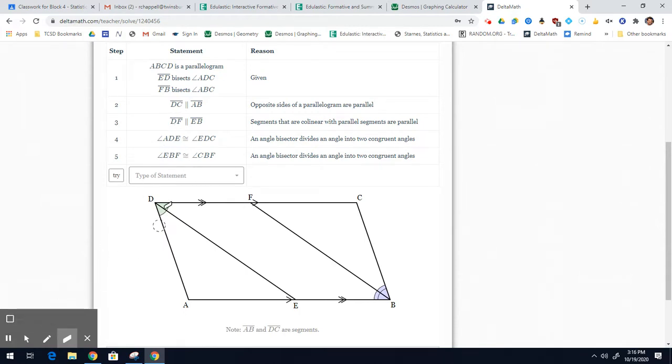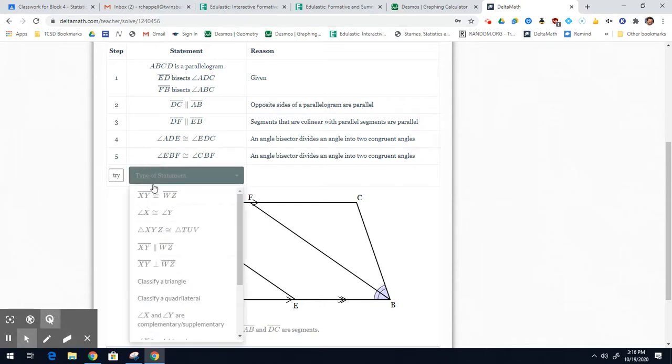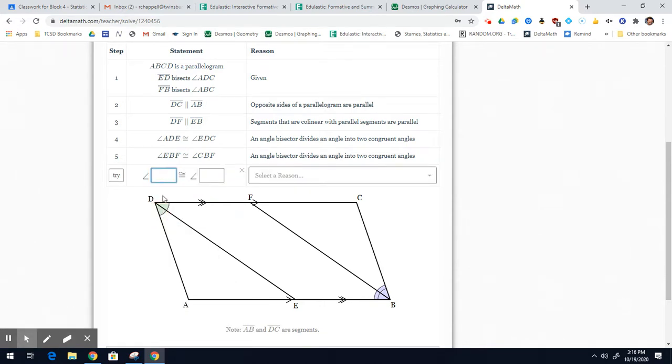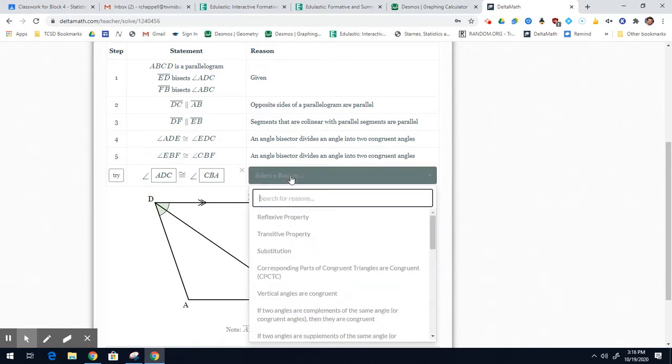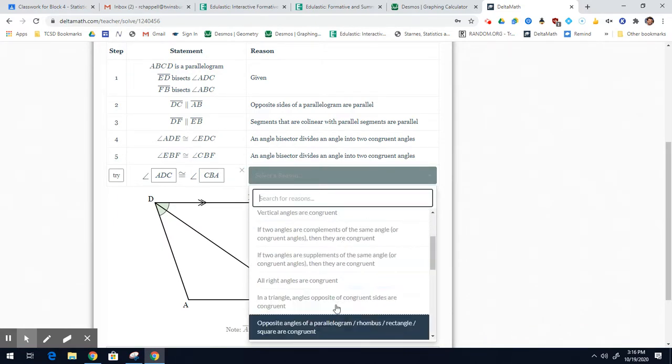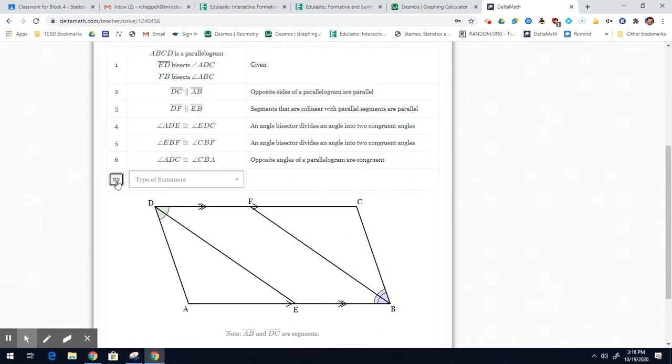Okay, so I think I got it. So again, I'm going to go back to this idea that the opposite angles are congruent. So I'm going to state that. So angles being congruent. So angle ADC, this is the big parallelogram, and angle CBA. They're congruent because opposite angles of a parallelogram are congruent. Okay, so now if those angles are congruent and they're each bisected, then each of the halves must be congruent to each other.